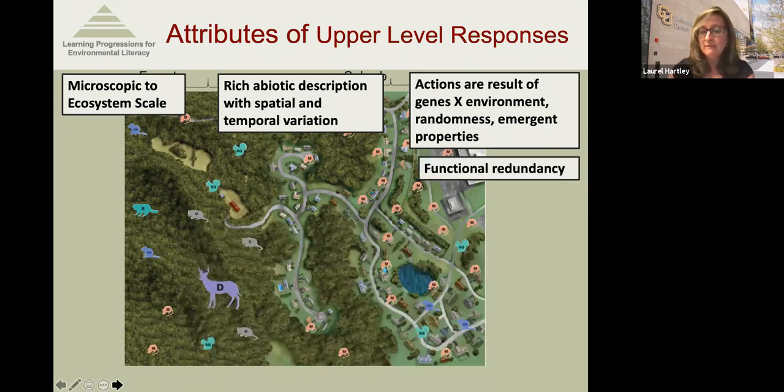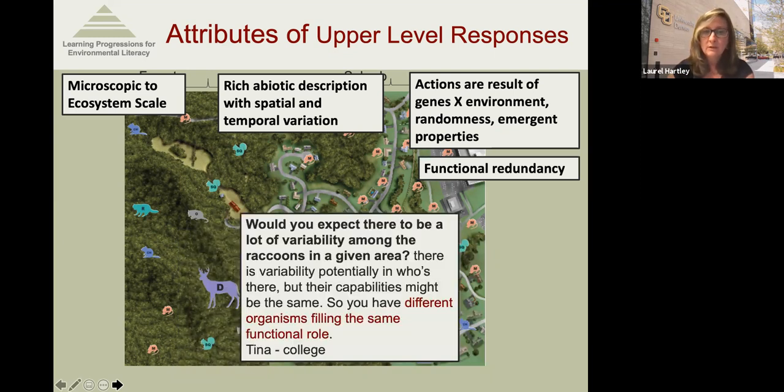They invoked the idea of functional redundancy. Would you expect there to be a lot of variability among the raccoons in a given area? There is variability potentially in who's there, but their capabilities might be the same. So you have different organisms filling the same functional role.